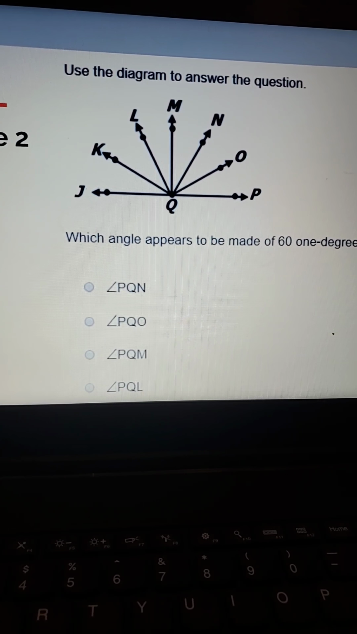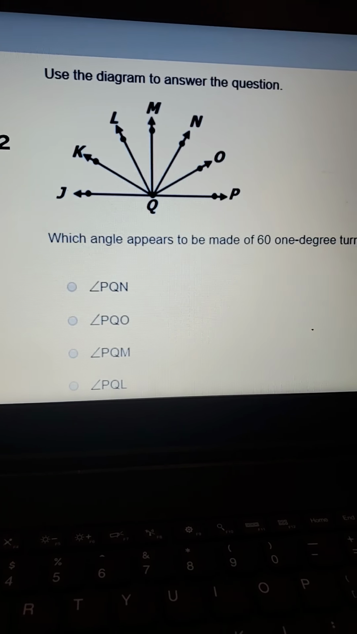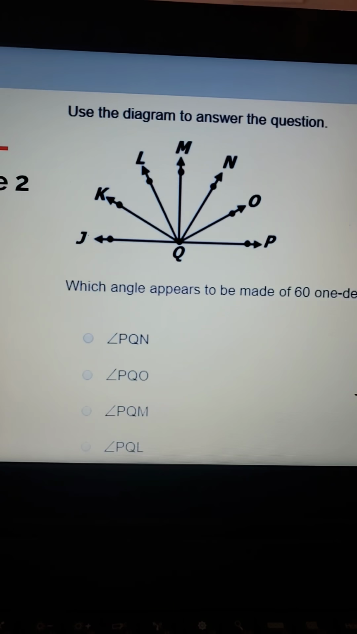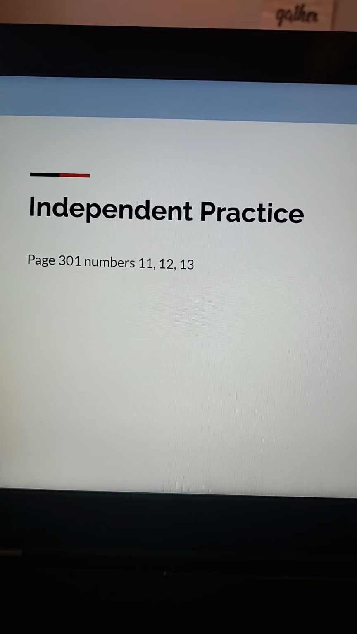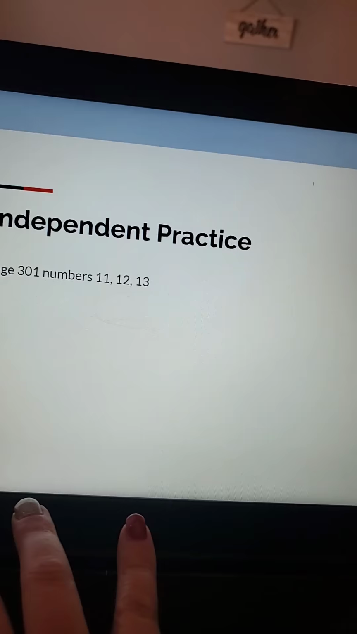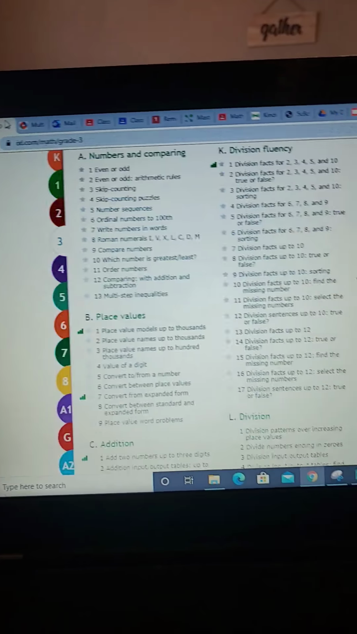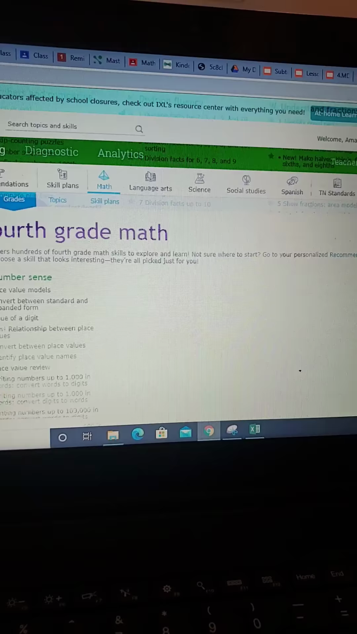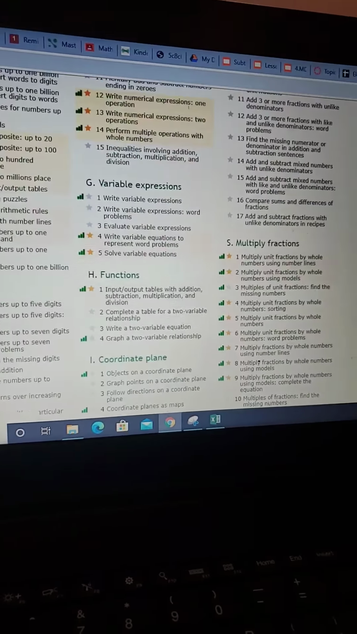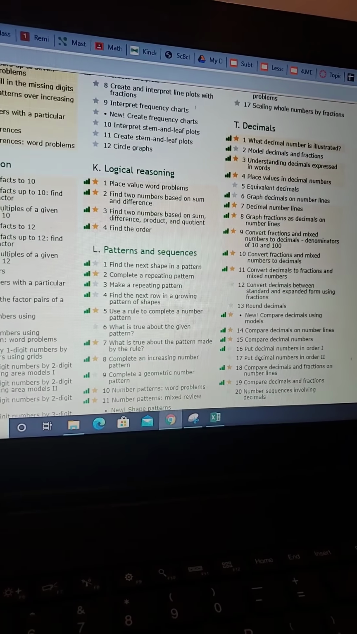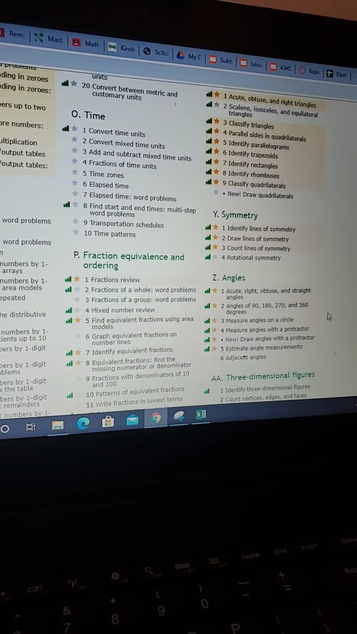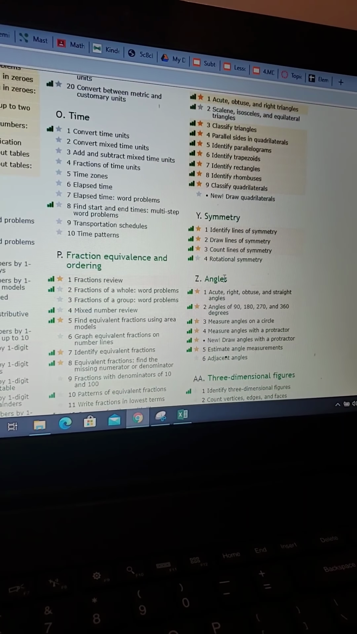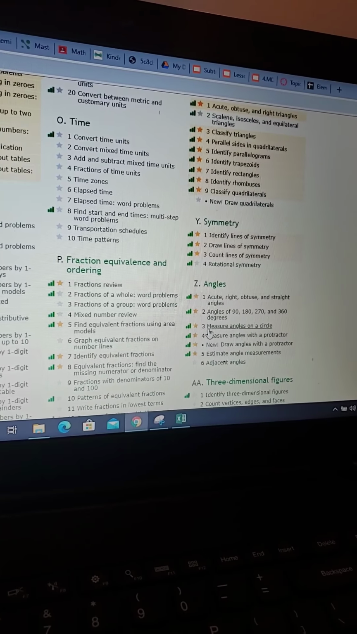So if you want to, you'll do this on paper and pencil. I did pose 1 and answered it for you, which was right there. You'll do this pose on a piece of paper, and then you will go to your shiny book, to page 301, numbers 11, 12, and 13. Then after that, you will go to your IXL, and then you'll go to grade 4 on your IXL under math, and you will do practice. You will practice under Z again. You're going to do Z angles, and you're going to do 2 and 3 again.